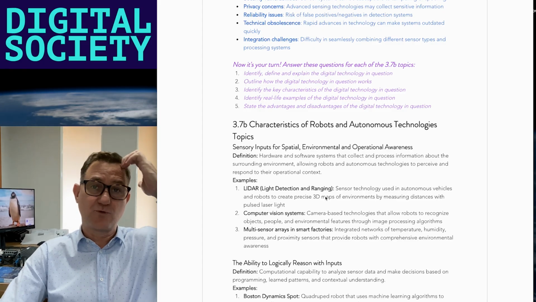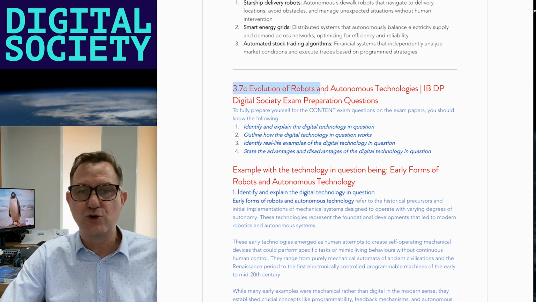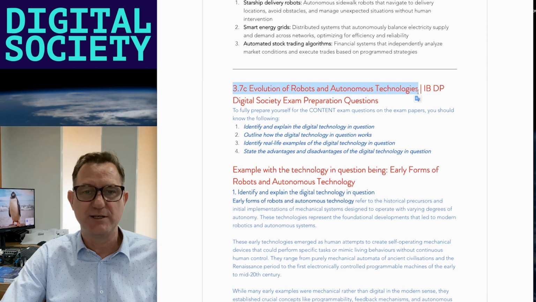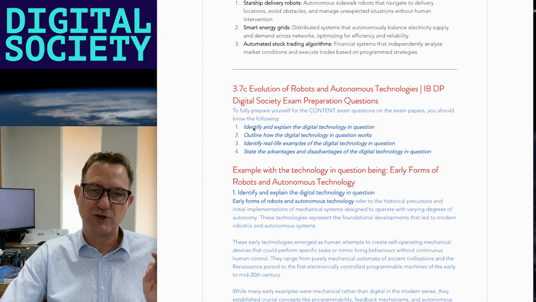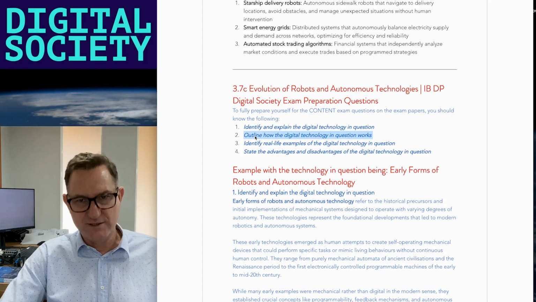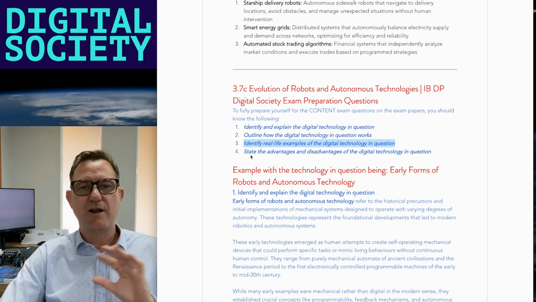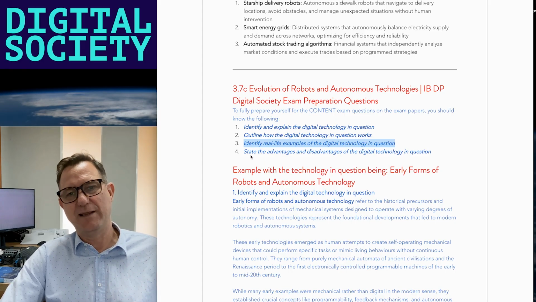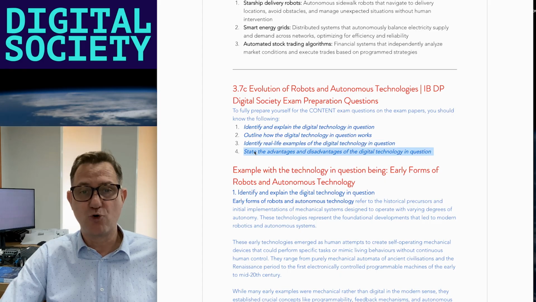Okay, moving on to 3.7c. And this is now the evolution of robots and autonomous technologies. Now, I've only got 4 questions for this section. The first one is identify and explain the digital technology in question. The next one is how does the technology work? Third one, real life examples. And I don't have any characteristics here because it's about the evolution of robots and autonomous technology. So characteristics don't really fit into this. So there's only 4 questions.